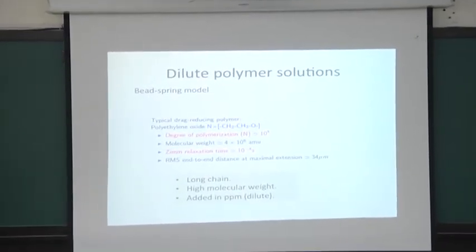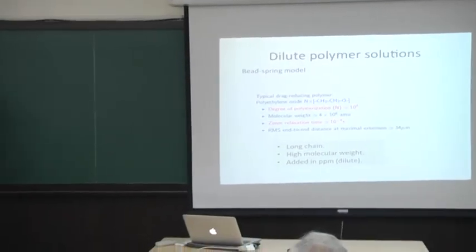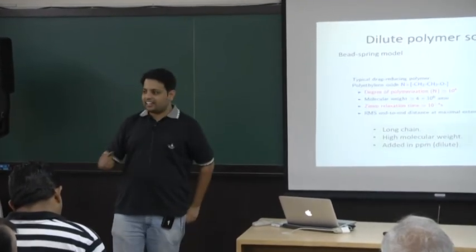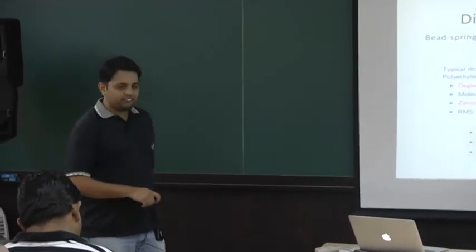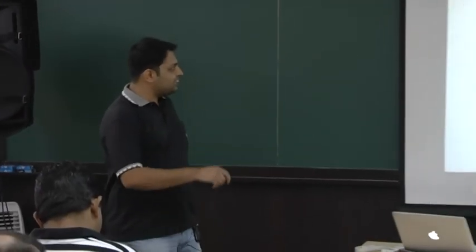So when you are thinking of, unlike the binary mixture, which was in a very concentrated regime, you have a 50-50 mixture. When I am talking of polymeric solution, the place where they are interesting is in the dilute regime. By a dilute regime, I mean the concentration of polymers now is a few parts per million. So exactly the opposite regime to where I was working earlier when I was thinking of binary mixtures.